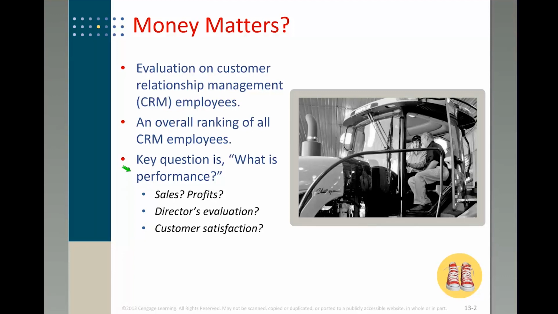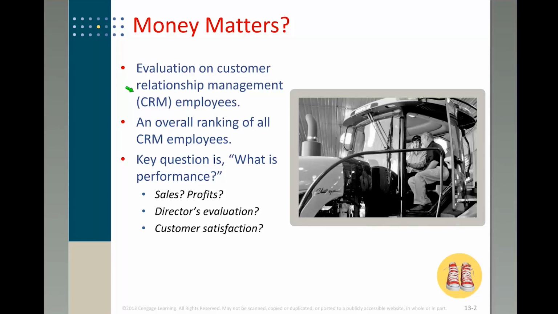Money matters. Okay. Suppose we have a guy called Griff Michel, who is the vice president of consumer relationship management for one of the world's largest suppliers of industrial heavy equipment. So basically, Griff is the vice president of CRM, customer relationship management.